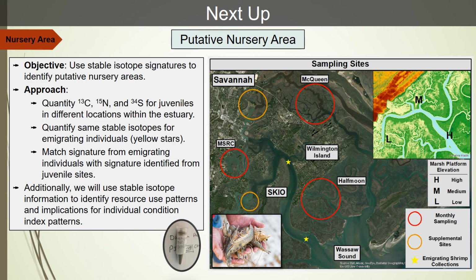From this data, we aim to match signatures from the emigrating adults with signatures identified from the different respective juvenile sites to quantify the relative contribution of individuals from these juvenile sites to the emigrating adult population. This idea has been tested and applied within estuaries in Australia. However, this has not been explored in depth within southeastern United States estuaries. Additionally, we will use the stable isotope information to evaluate food web dynamics and resource use across the different creeks and marsh landscape characteristics.